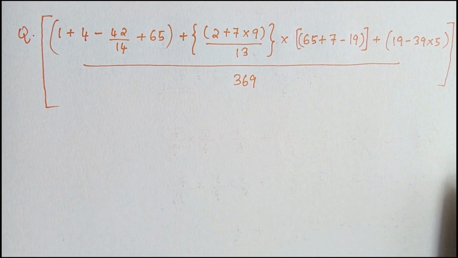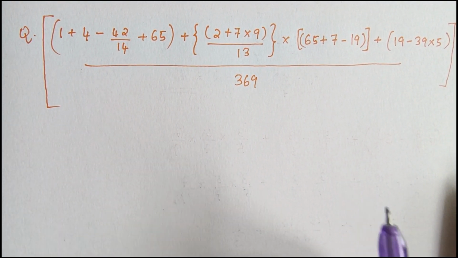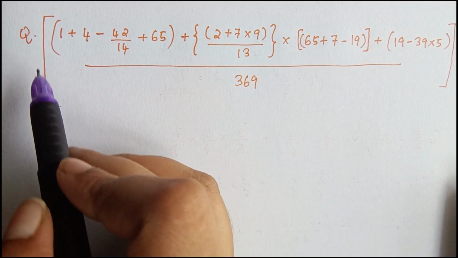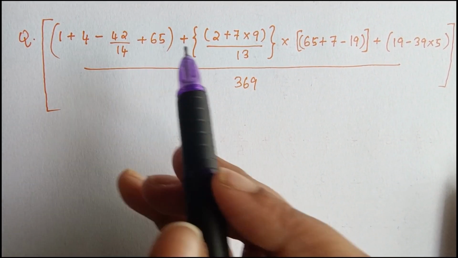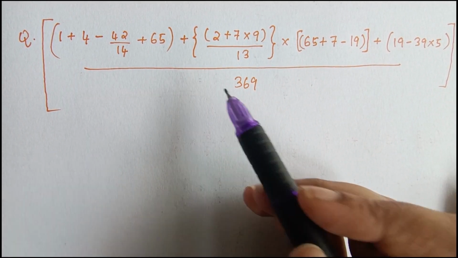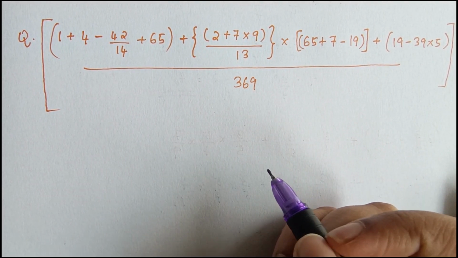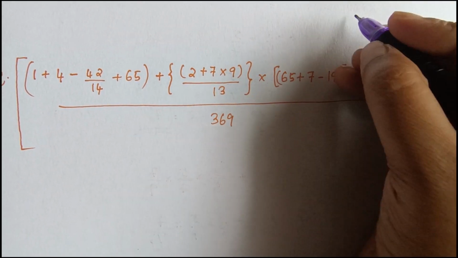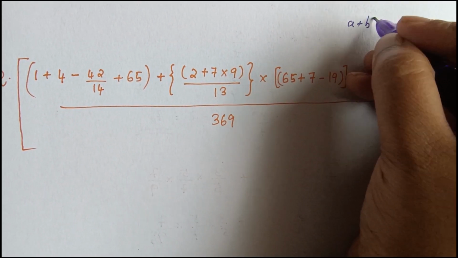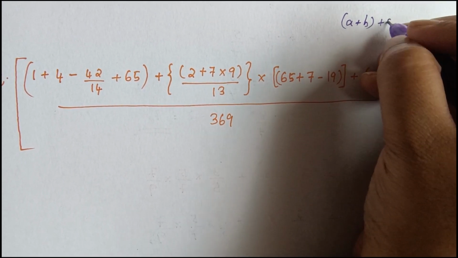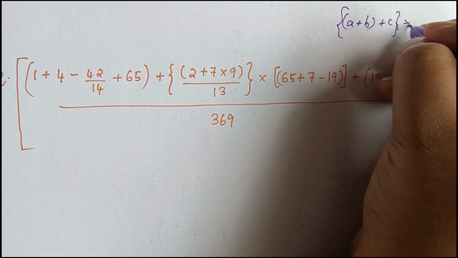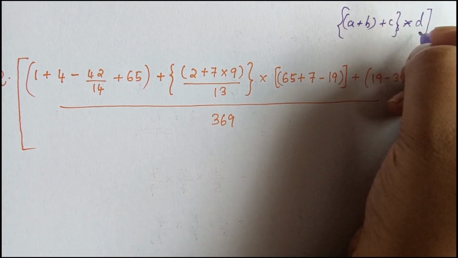First, you have different types of brackets here. This is a square bracket. This is a small bracket. This is a curly bracket. So if you have so many brackets, like a plus b in one bracket, then another curly bracket, then another square bracket, we should always follow an order while solving.